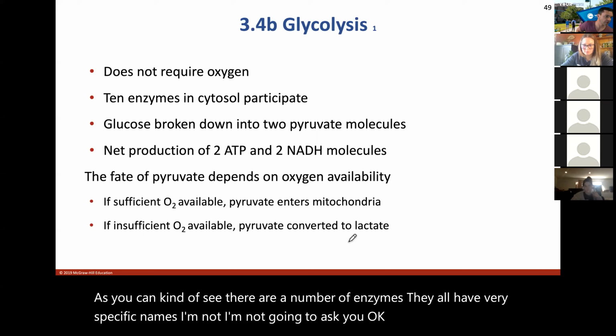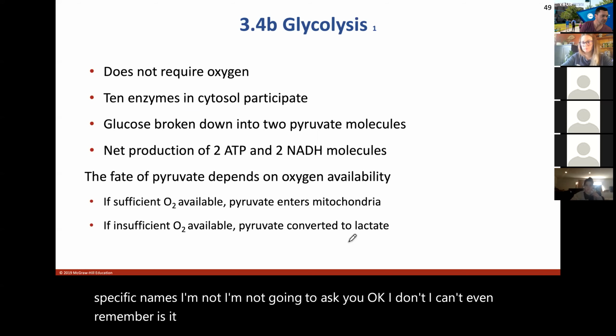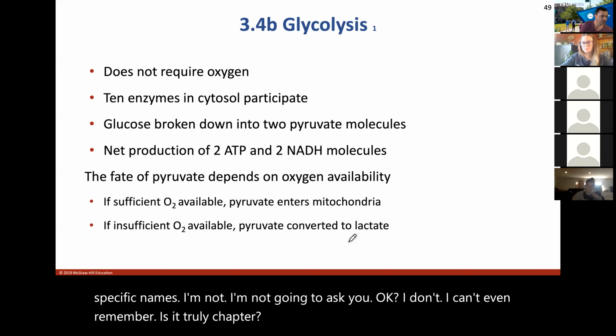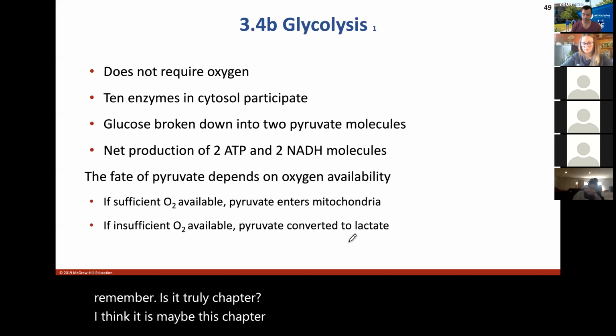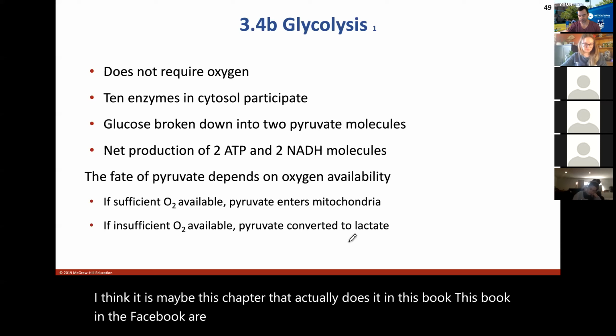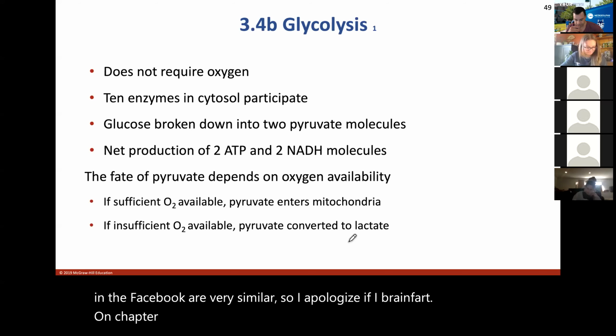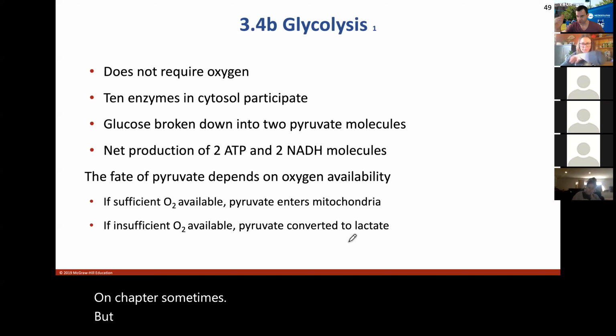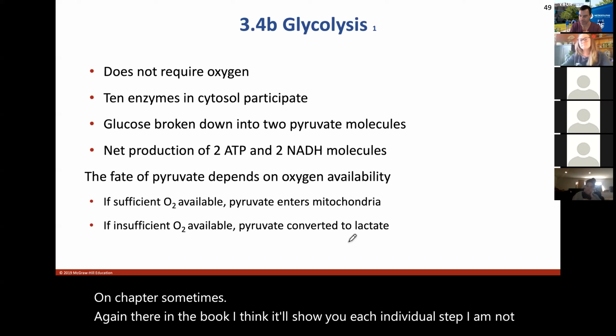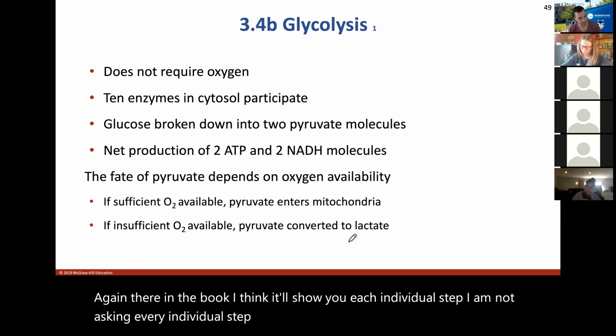I can't even remember which chapter it is. I think it is maybe this chapter that actually does it in this book. This book and the phys book are very similar, so I apologize if I brain fart on chapters sometimes. But again, I think the book will show you each individual step. I am not asking every individual step for glucose being converted into pyruvate.